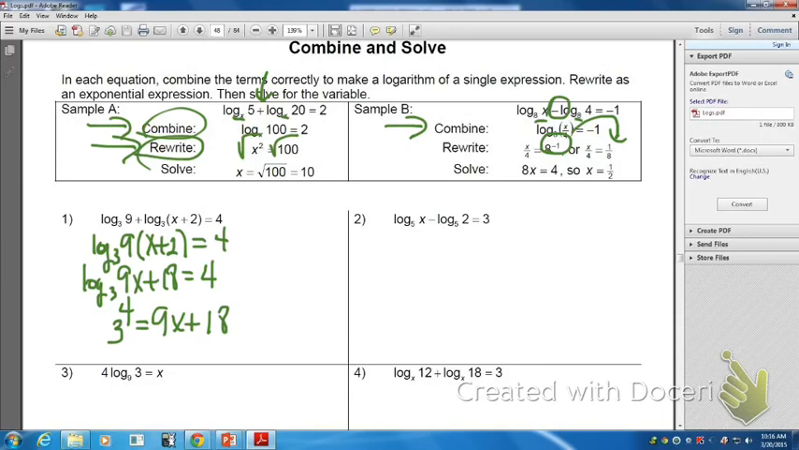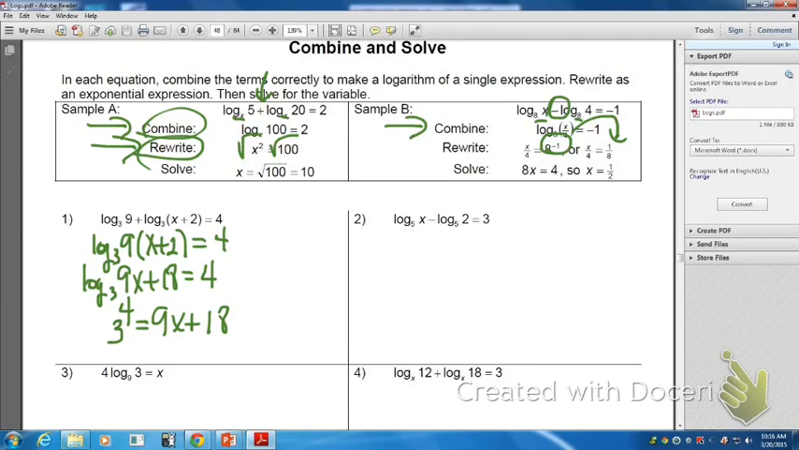Okay. And then at this point, you are pretty much ready. You might want to do one more step, and then you're ready to solve for your x. Okay? And I'll let you finish that up here in a minute.